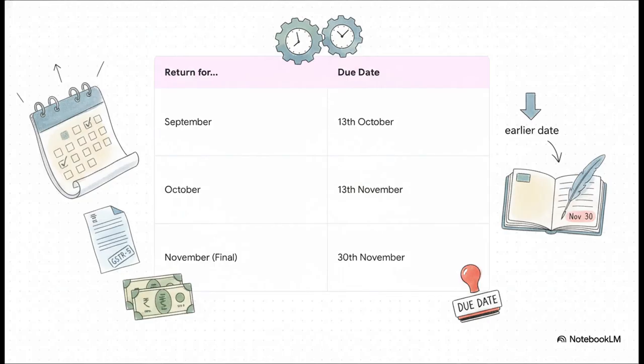Let's make this crystal clear with an example. Imagine your registration is valid from late September to late November. For your business in September, the return is due October 13th. For October, it's due November 13th. But here's the kicker. For November, your registration expires on the 23rd. 7 days after that is November 30th. Since that's earlier than December 13th, your final deadline is November 30th. See? It's always the earlier date.